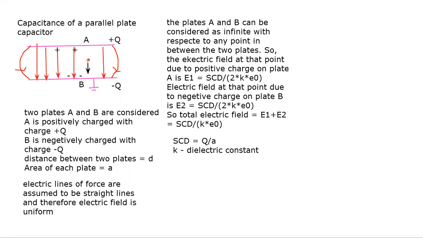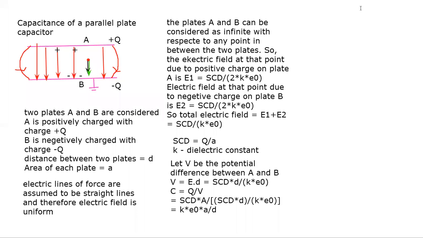So the total electric field at this point is the sum of these two, E1 and E2, and that is equal to SCD divided by K into epsilon 0, because half of SCD divided by K into epsilon 0 plus half of SCD divided by K into epsilon 0 will give you nothing but SCD divided by K into epsilon 0.